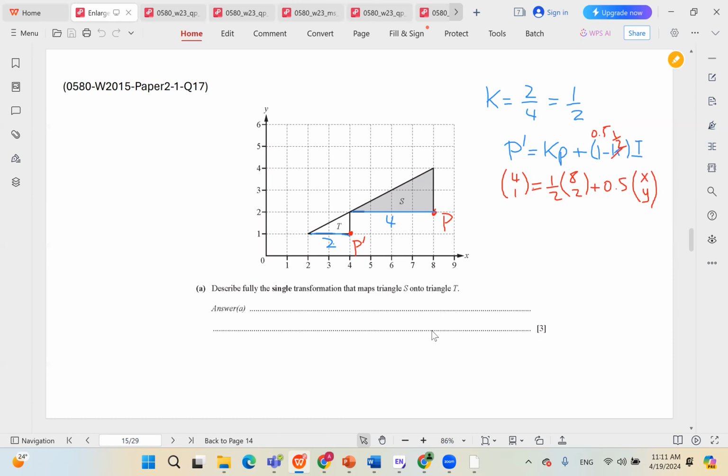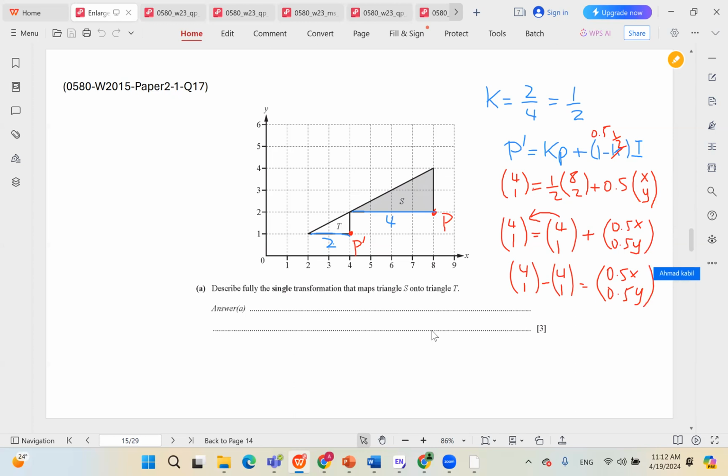Now, 4, 1 equals half times 8, 2, which is basically 4, 1 again. Half times 8 is 4, half times 2 is 1. And we have here 0.5x, 0.5y. Another easier way of calculating x and y is to first subtract. So you do 4, 1 minus 4, 1 equals half x, half y. Of course, here it's very apparent that this is going to be 0. So you have 0, 0 equals half x and half y.